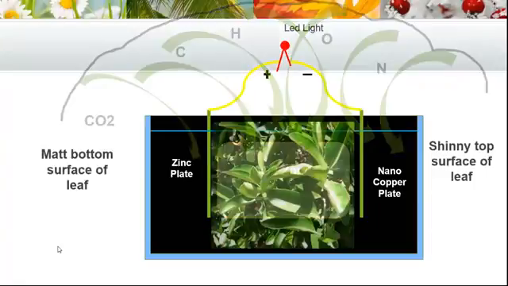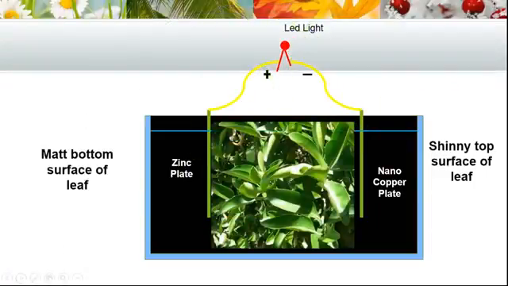So we can look at the same structure but on a leaf. When you look at any leaf, there is always the shiny top surface of the leaf, and that is your nano coating surface. And on the bottom surface of the leaf is generally a matte color. So you can take any leaf, any plant, and you will always see this. Essentially the difference between those two surfaces is also creating a condition to attract and create CO2 within that leaf's structure.